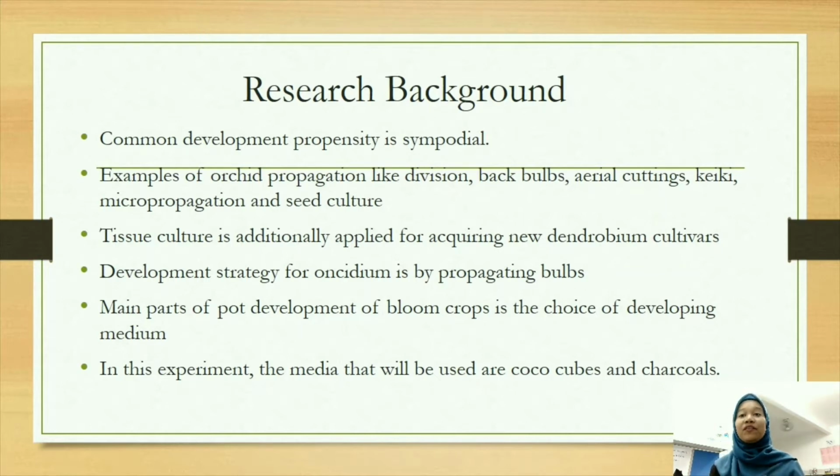The main part of bud development of bloom crops is the choice of developing medium. In this experiment, the media that will be used are cocoa cubes and charcoal.